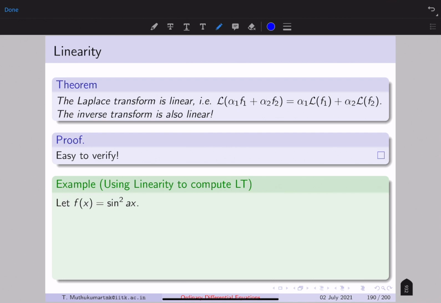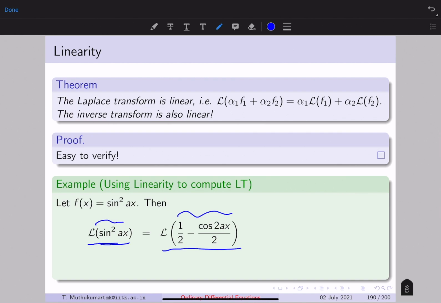Let's take this function f, which is sine square ax. Let's compute the Laplace transform of this f. If you use this property of linearity, you can easily do it from the Laplace transforms of functions which we have already computed. For instance, sine square ax can be written as (1 minus cos 2ax) over 2. So the Laplace transform of sine square ax is the Laplace transform of this function, because whatever is here is the same as this function.